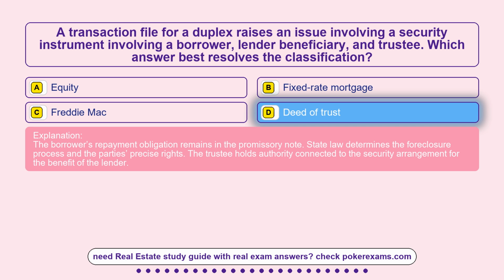State law determines the foreclosure process and the parties' precise rights. The trustee holds authority connected to the security arrangement for the benefit of the lender.